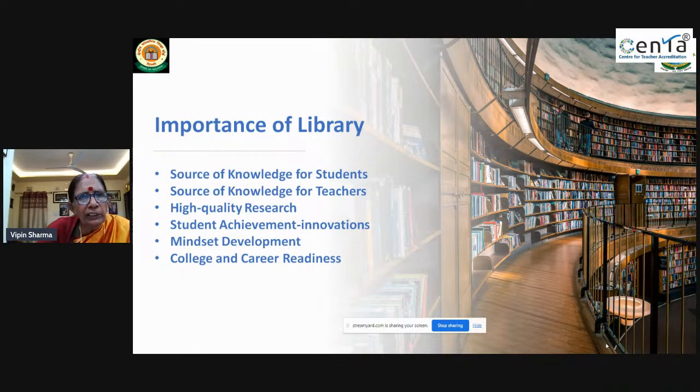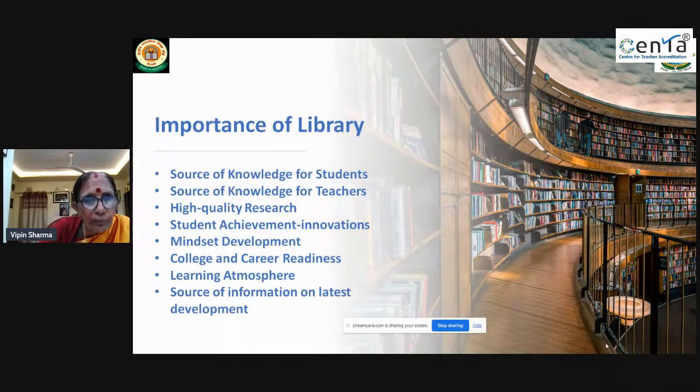All these are available in the library. I think all the schools are getting various books and modules on how to enhance the knowledge power of the children. It creates a learning atmosphere, a source of information on the latest developments. We cannot ignore the importance of the library. I openly said the library is the face value of the school. Why? It shows how the students are using the library for their development, for their growth, for their results, for their activities. And this is what NEP 2020 says.